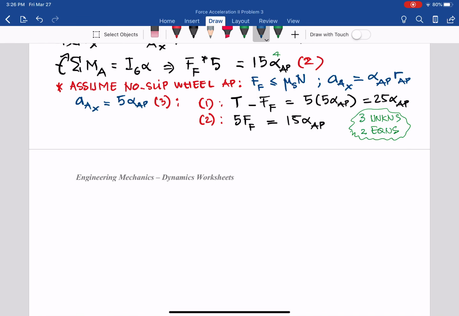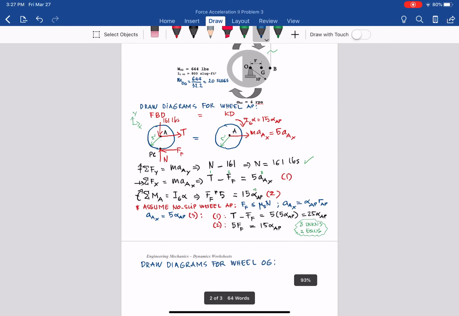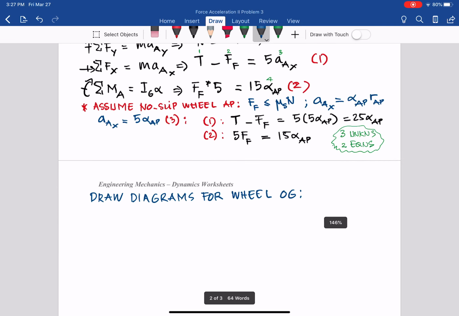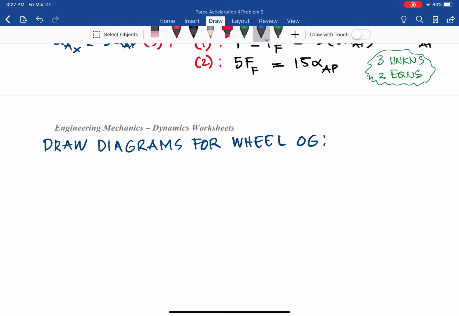And with that, we draw another diagram for the unbalanced wheel OG. So next step, draw the diagram for wheel OG, and this is unbalanced, and rotates about O. So when you have that, you can go ahead and draw the two diagrams the same.